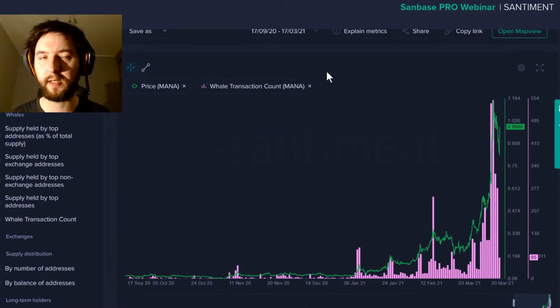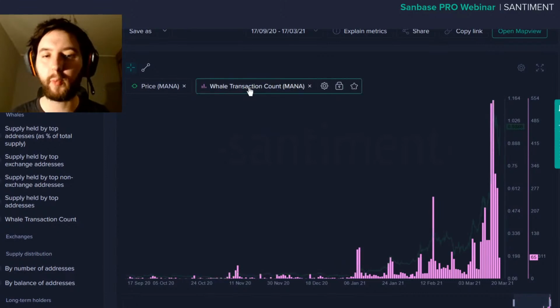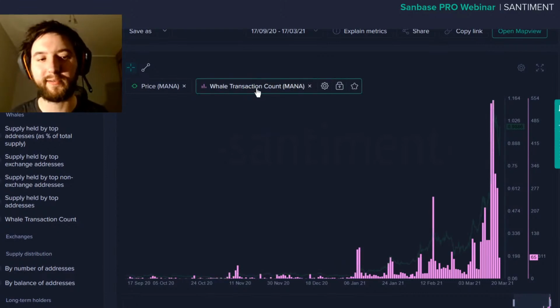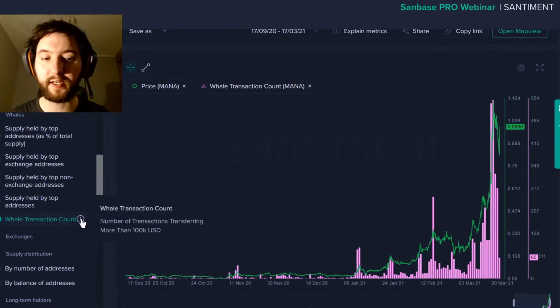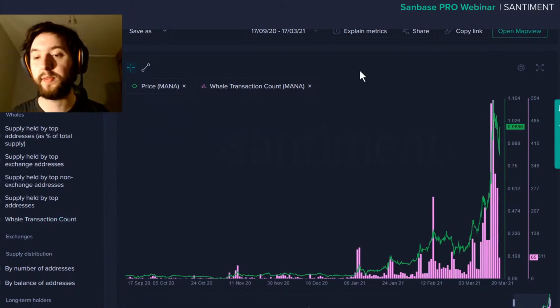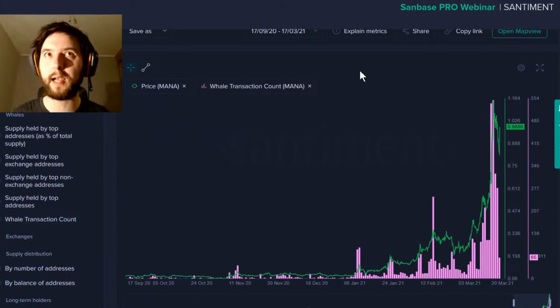this metric has been introduced to Sanbase maybe about a month and a half ago. We call it whale transaction count, sometimes whale transfer count. The idea of the metric is fairly simple. It basically tracks the number of coin transactions that are transferring more than $100,000 worth of that coin on a daily basis. So the idea of the metric is to try to capture moments in time when there's an elevated amount of whale transfers happening on the blockchain, right?